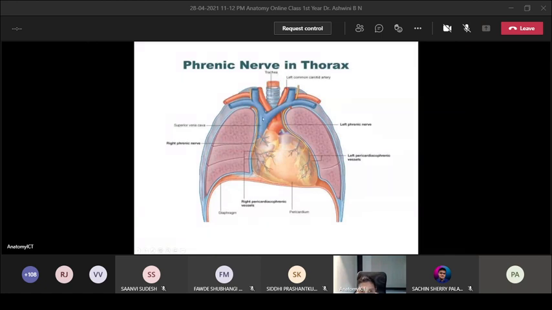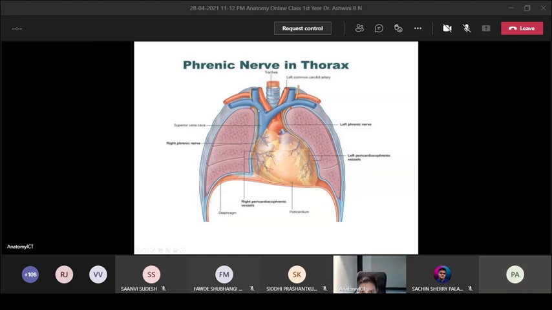See here, the right phrenic nerve passes on the right side, that is lateral to the subclavian vein, like in front of the subclavian vein, lateral to the superior vena cava and lateral to the right subclavian.